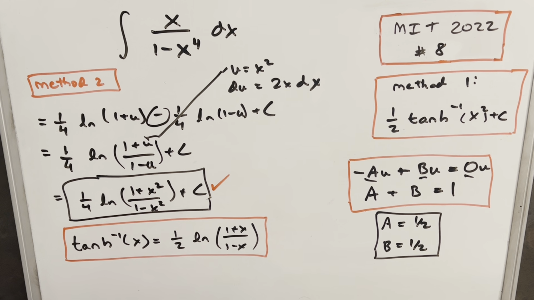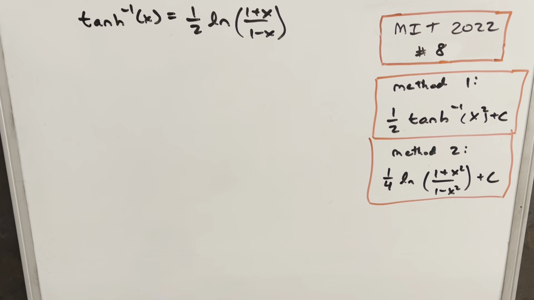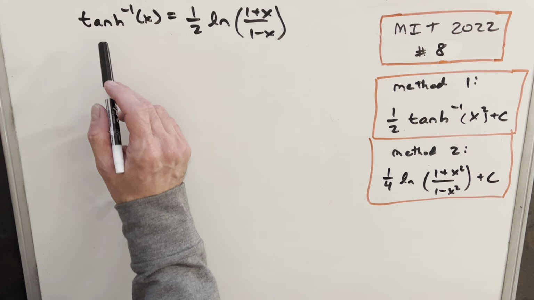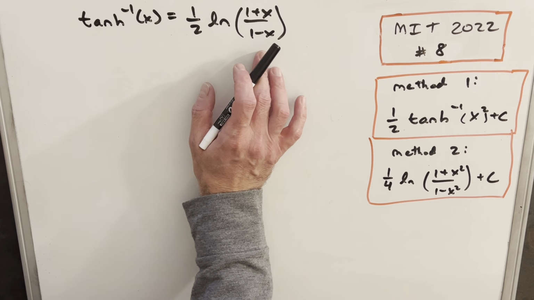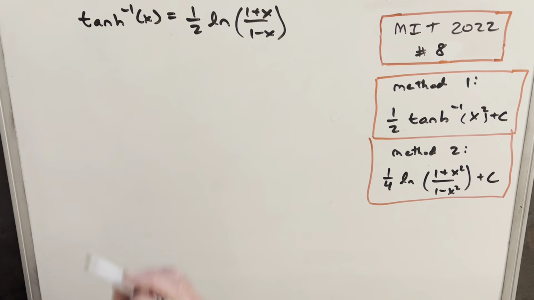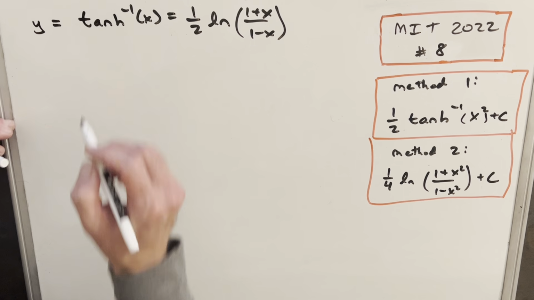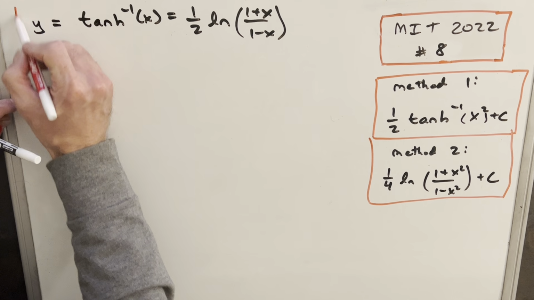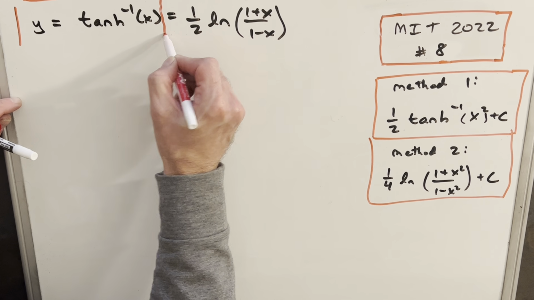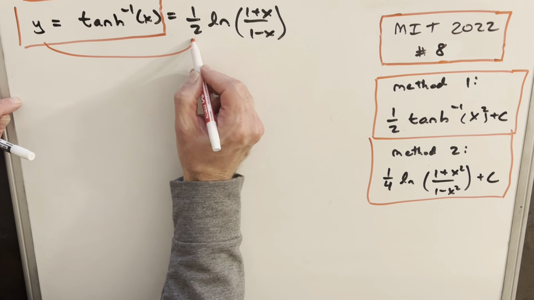The only question you might have now is where did this formula come from? So let's show that real quick. Okay, so now we just want to show that the inverse hyperbolic tangent of x is the same thing as half ln of (1 plus x) over (1 minus x). Let's equate this to a y so that we can invert this. So we'll just look at this piece, and we want to show that our y equals this.